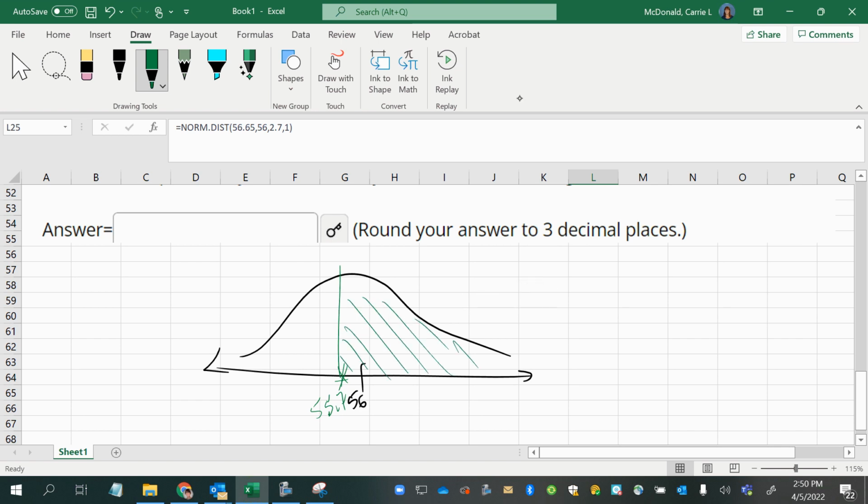Well, if we use norm.dist, that'll get us the left side. And then to get the right area, we're going to use 1 minus whatever we got from norm.dist. So mean of 56, standard deviation of 2.7, and 1 for cumulative. And that's it. That's all you got to do for this one.